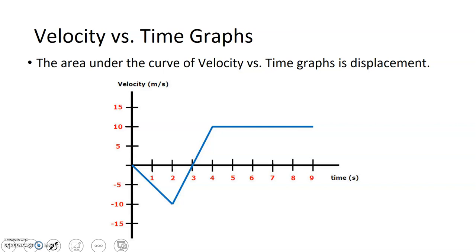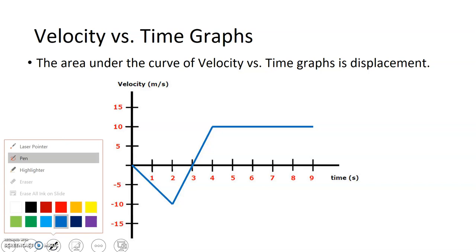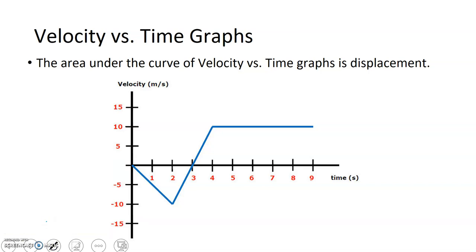Finally, we're able to study displacement as well on a velocity versus time graph. So velocity versus time graphs tell us about acceleration and displacement. In order to find the displacement on a velocity versus time graph, we study the area beneath the curve. What that means is we look at the area between the graph itself and the x-axis. So this area and this area.